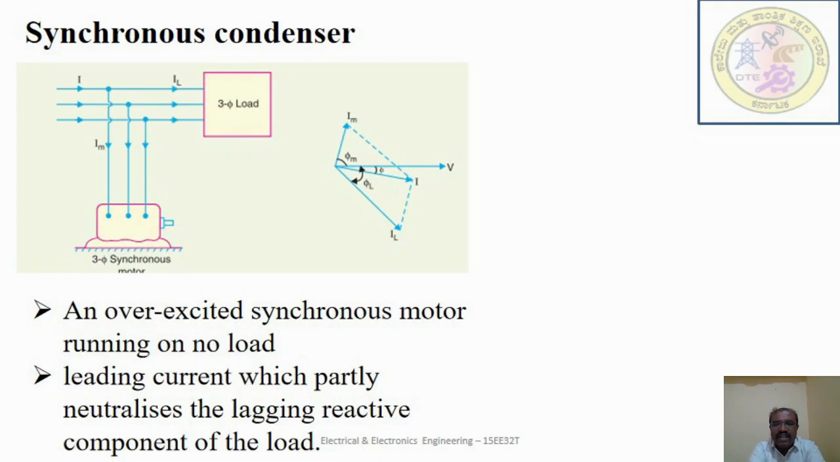So the resultant current I is the phasor sum of IM and IL and lags behind the voltage by an angle phi. It's clear that phi is less than phi L, so that cos phi is greater than cos phi L. Due to this analogy, we can understand that the power factor is improved. That means the reactive power requirement is reduced.